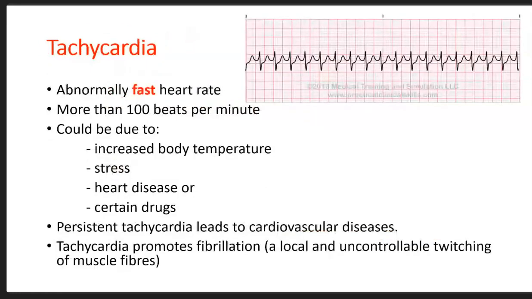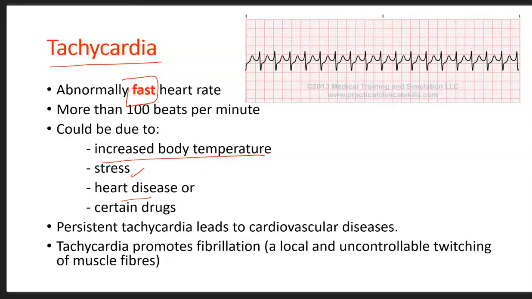So and then the next condition is tachycardia. Tachycardia is the opposite, where the heart beats faster, which is more than 100 beats per minute. So factors could be increase in body temperature, macam saya cakap tadi kan. So you don't want your body to increase above 40 degrees Celsius. And then stress. If you are feeling stressed, obviously you can try and take your heart rate. So you will find that your heart will beat faster. And then heart disease and also certain drugs. So persistent tachycardia leads to cardiovascular disease.